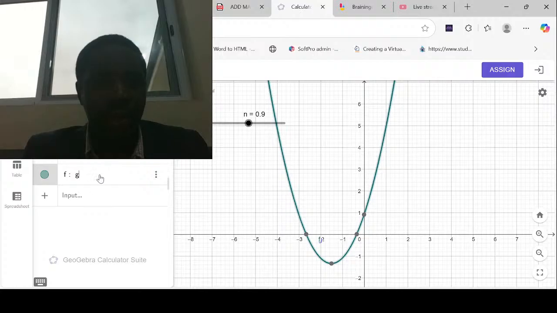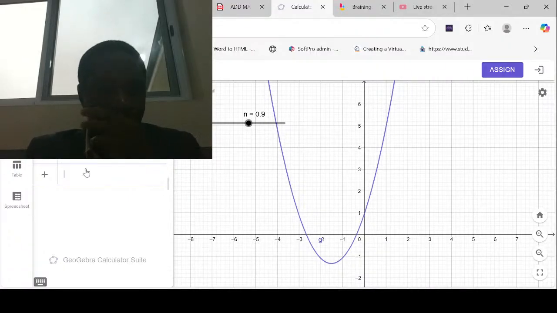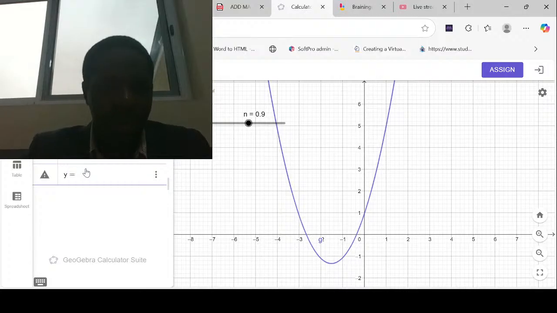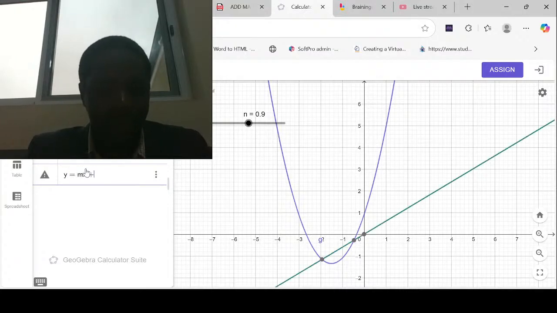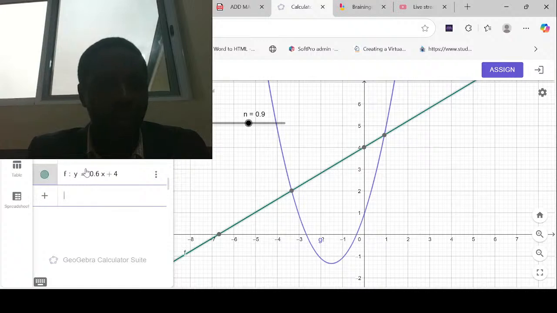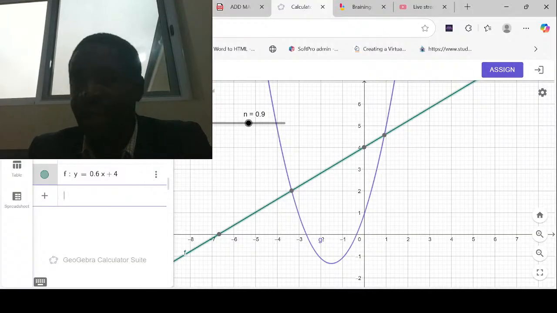The straight line. Unfortunately, I can't find the straight line again. So let me just remove this. Let me delete this. Okay, so let's use the straight line. y equals mx plus 4, where the value of m is 0.6 plus 4. And g of y is s squared plus 3s plus 0.9, the value of the n there.